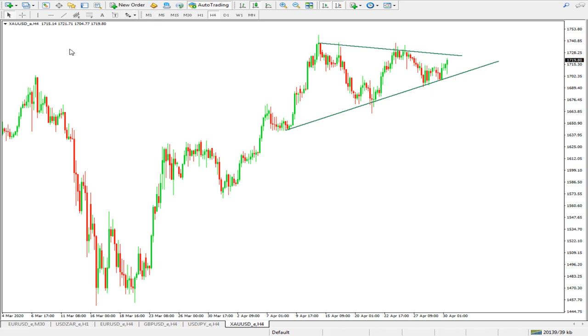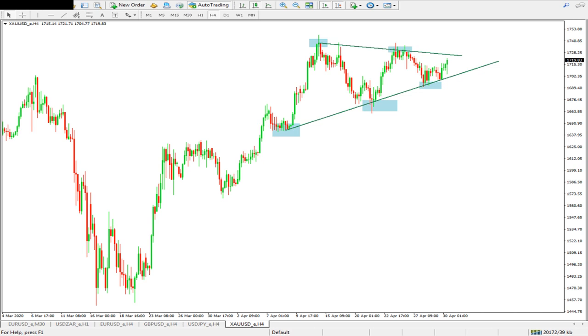So as it is now, this is a resistance, this is a resistance, this is a support here, and this is a support. We also have this as a support. So if the price breaks above, we'll wait for a retracement and then a continuation to the upper side. If the price breaks below, then we'll expect a move to the lower side.